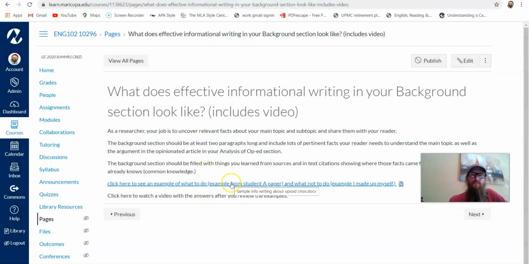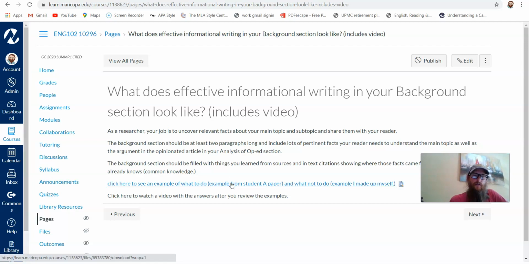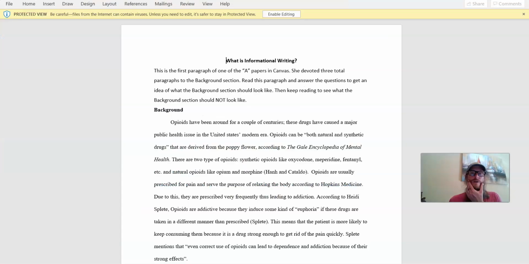I have a sample from one of the A papers that are in your initial research findings toolbox. And we're going to take a look at this to get an idea for what the informational writing in your background section should look like. So I'm going to go ahead and download it. Okay, so here is the paper. So her topic is the opioid crisis.